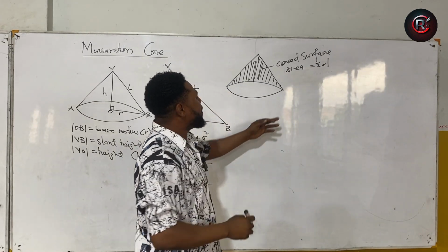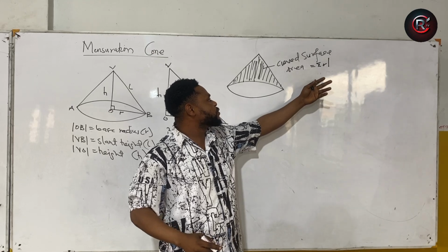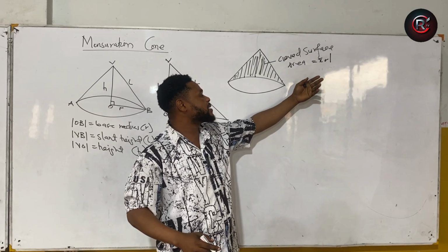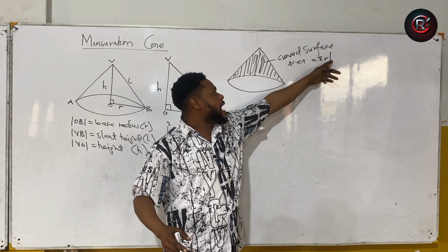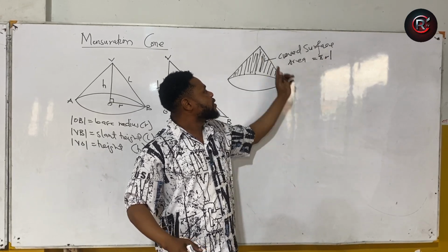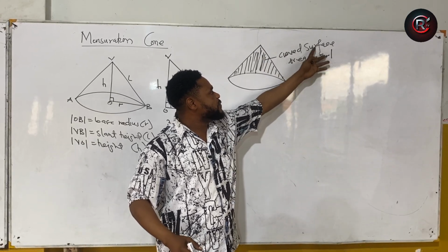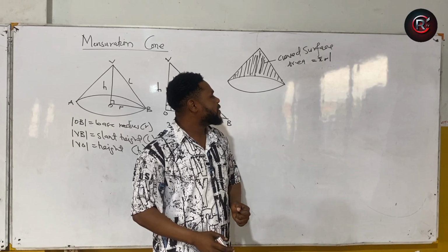All right. Pi is a constant, that is 22/7. It will be given to you in the question. And the radius of the base of the cone times what? The slant height of the cone. And that will give you the curved surface area of the cone.